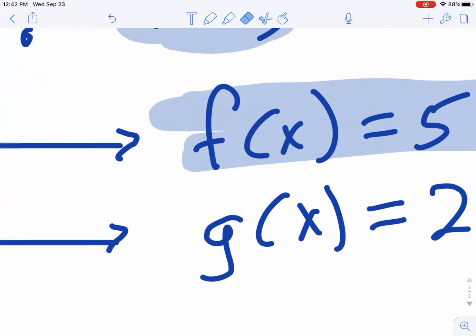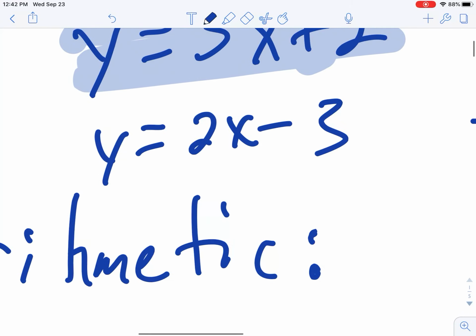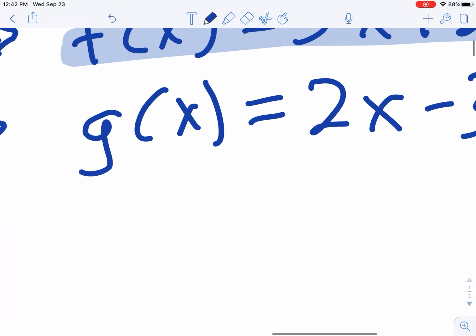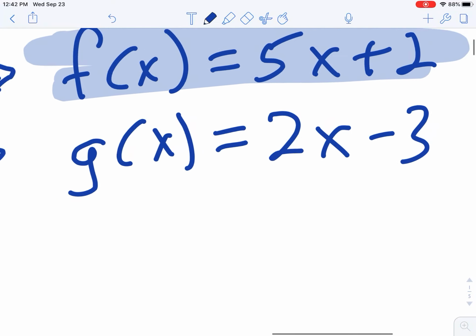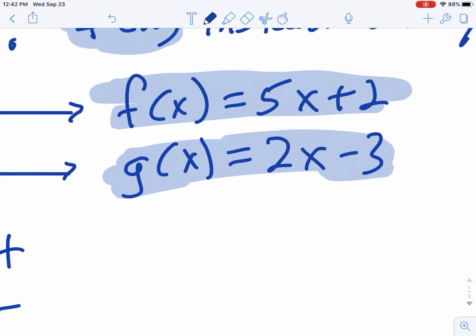f of x does not mean f times x. So don't confuse that. f is the word function. So it's a function of x, which is 5x plus 2. y equals 2x minus 3, you could also write g of x equals 2x minus 3. And often when you do multiple functions at the same time, one will be called f of x, another will be called g of x. You might have one called h of x, stuff like that. So it's just a different way of writing the letter y.